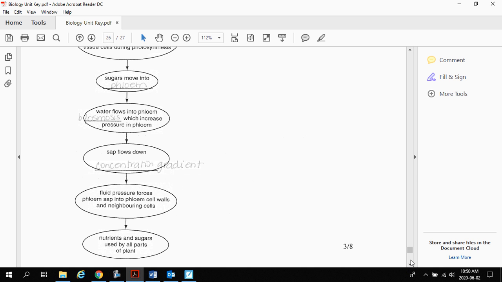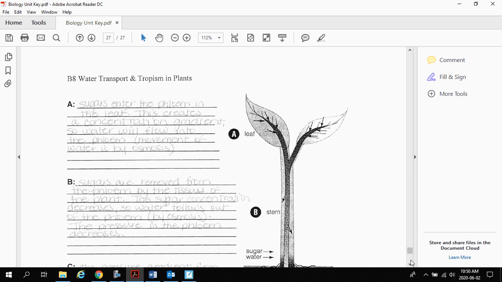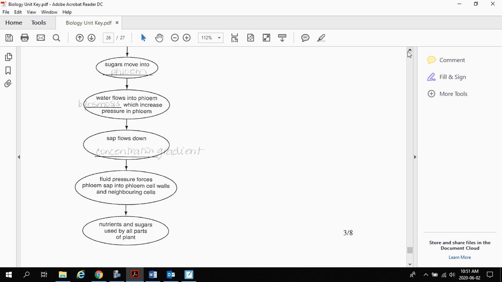So fluid pressure forces phloem sap into phloem cell walls in neighboring cells. And from there, once the phloem sap is moved to whatever its sink is, again, whether it's a fruit or a stem, the nutrients and sugars are used within that.